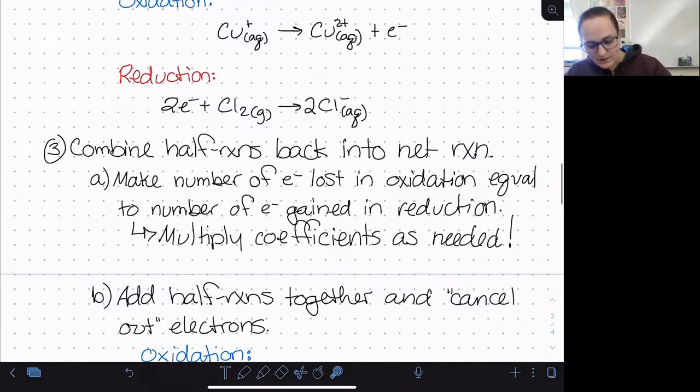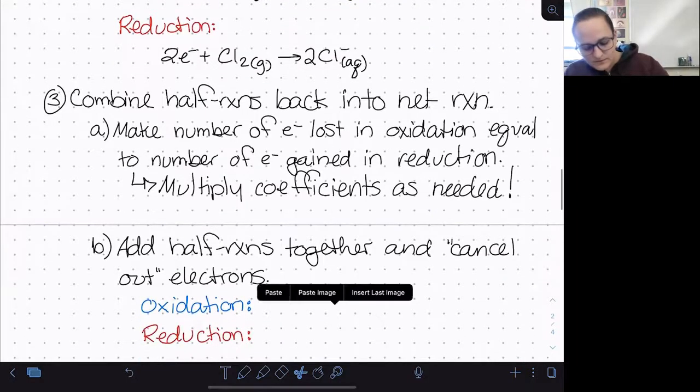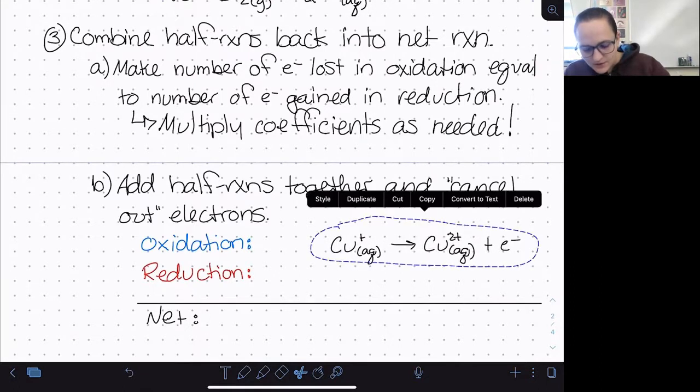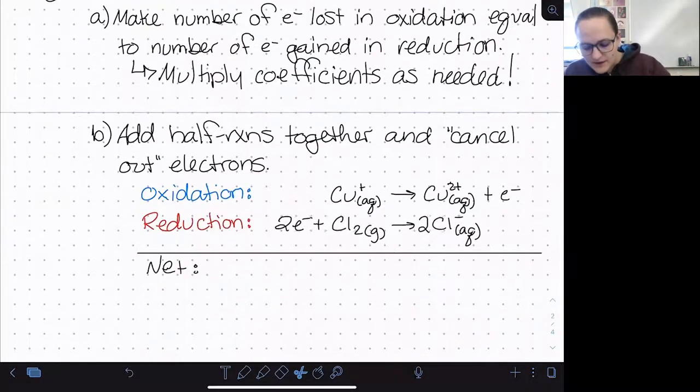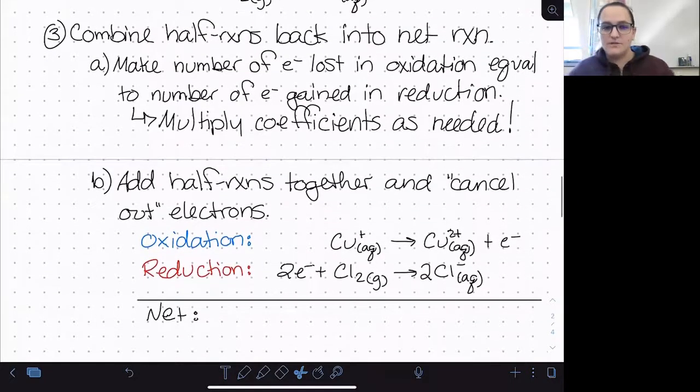So there is one thing we need to do before we can combine them. And that is that we need to make sure that the number of electrons we lost in the oxidation is equal to the number of electrons gained in the reduction. Every electron needs a place to go. None of them want to be left lost and alone.